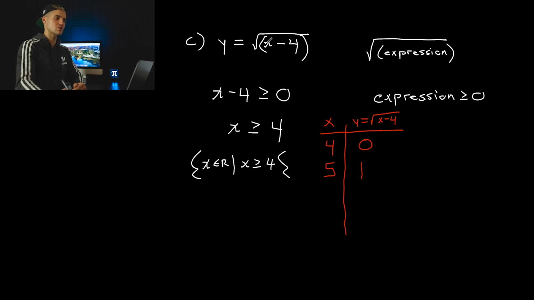You want to get 4 under the square root, so that's going to be at an x value of 8. So 8 minus 4, square root of 4 is 2. Next one, you would want to get 9, right? So that would be what? 13? 13 minus 4 is 9. Square root of 9 is 3.